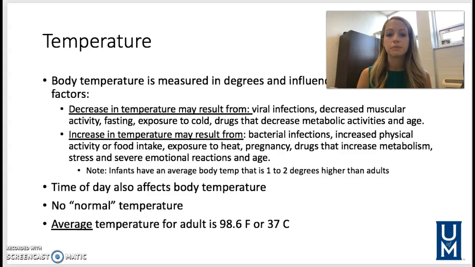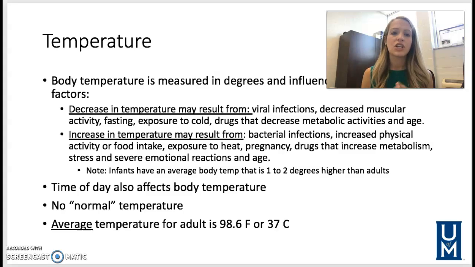And also age. And then an increase in temperature. Sometimes bacterial infections. So when you're sick, you often have a temperature. Increase in physical activity. Those muscles are moving and burning up. Food intake, remember, we're digesting, we're using those involuntary muscles. Exposure to heat, obviously, we're used to that here in Memphis. Pregnancy, drugs that increase our metabolism, stress, and severe emotional reactions, and also age.